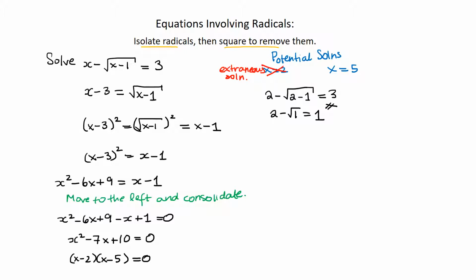Let's check out x equals 5. We have 5 minus the square root of 5 minus 1, or 5 minus the square root of 4. So that's 5 minus 2, and this is equal to 3. So we actually only have a single solution of x equals 5 to this expression. We'll try another.